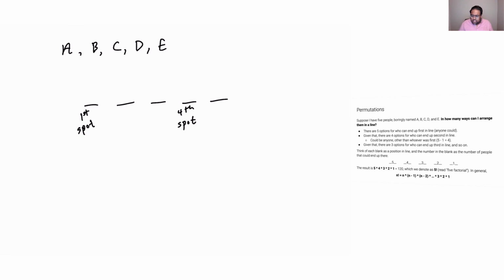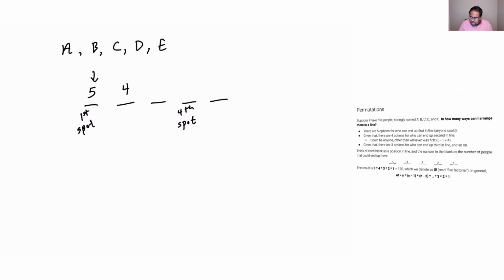So the first question is, how many options do I have for the person at the front of the line? Well, it could be anybody. It could be A, B, C, D, or E. So in the first spot, I put a 5, because there are 5 possible people that could go in that position. Knowing that, how many possible people could go in the second position? Anyone could go there, other than whoever is already first in line. There are 5 people in total, 1 of them will be at the front of the line, so there are 4 possibilities for who could be second in line. So I put a 4 there.